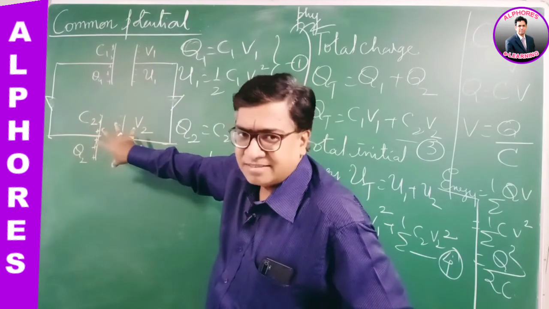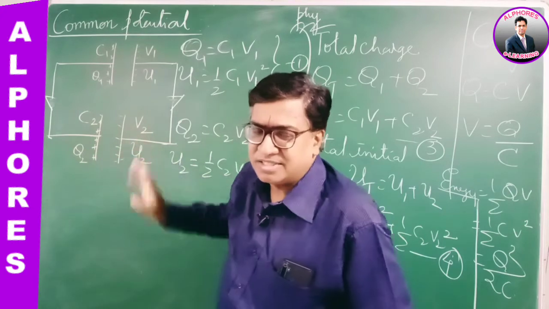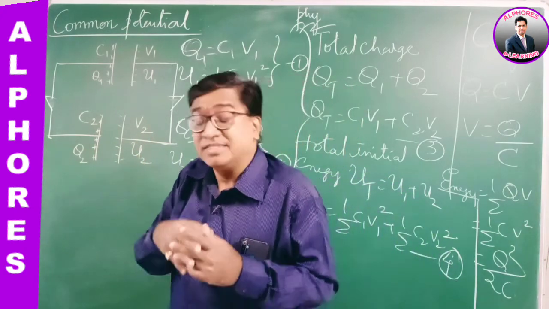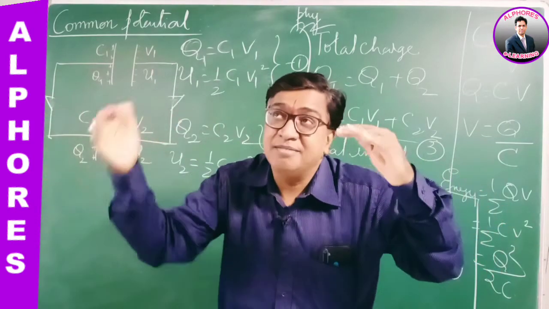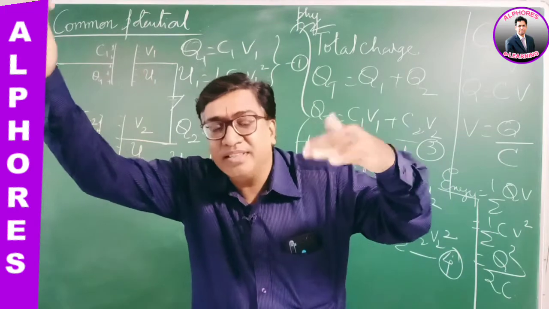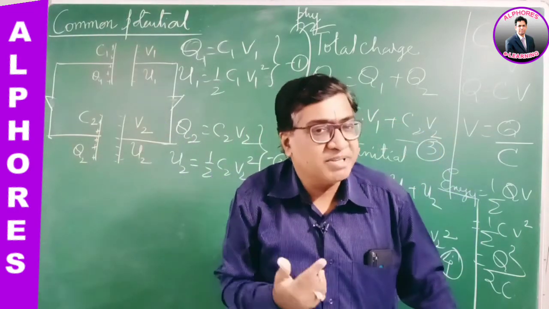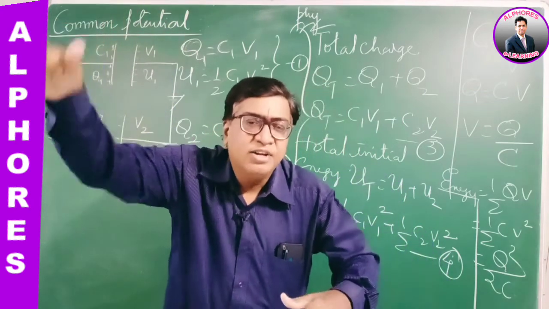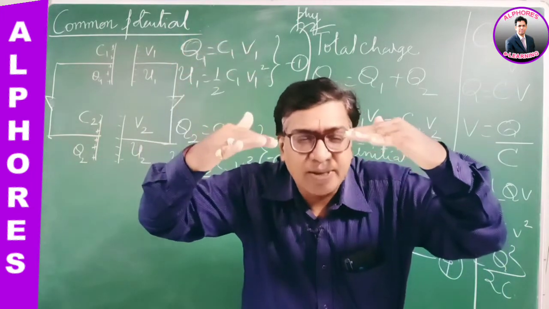Similarly, another tank: C2, charge Q2, potential V2, energy U2. Now both are connected. Then what happens? There are two tanks with some water in them, and the levels are different. Now make a connection. The liquid will flow from the tank with the higher level to the tank with the lower level until their levels are equal.